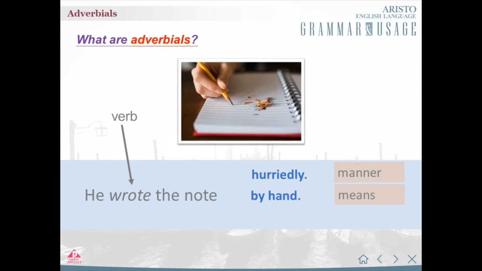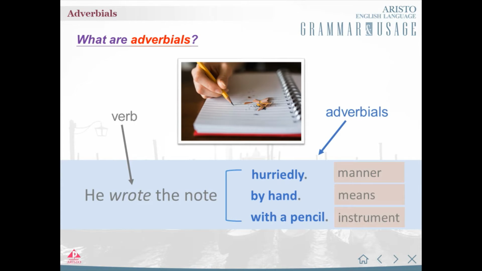It can also tell us the means by which the action was done. In this example, the note was written by hand. The means by which the action of writing was completed was the person's writing hand. Finally, adverbials can also tell us about the instruments used to complete the action. In this case, using the preposition with, we know that the action of writing was done using a pencil.